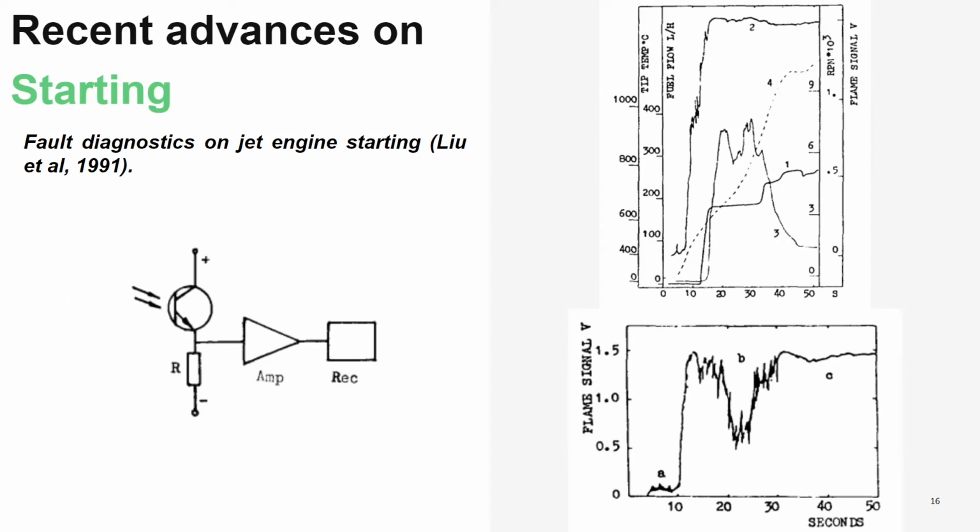It is clear that the fuel burns in 3 distinct phases: A, ignition delay; B, the fuel lights up with unstable combustion; and C, stable combustion. So therefore, the conclusion of this paper is that the ignition delay and stable combustion signal can be precisely and dependably detected using the photoelectric detector installed on the combustor casing.